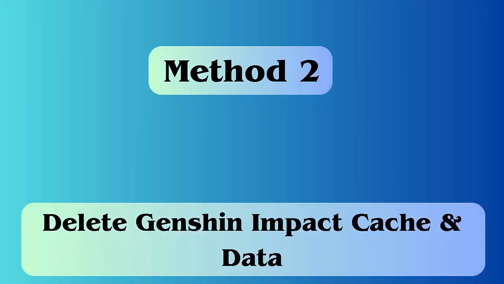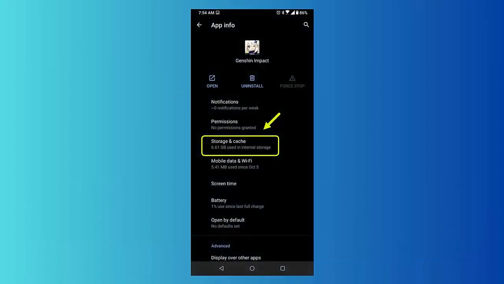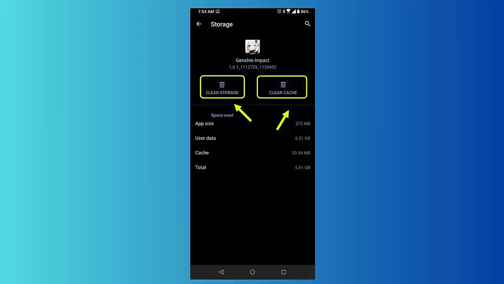Method 2. Delete Genshin Impact cache and data. Follow the steps. First, open Settings on phone. Now, click on Apps and Notifications, see All Apps. Next, find and click on Genshin Impact app. Then, click on Storage and Cache. Finally, click on the Clear Cache.